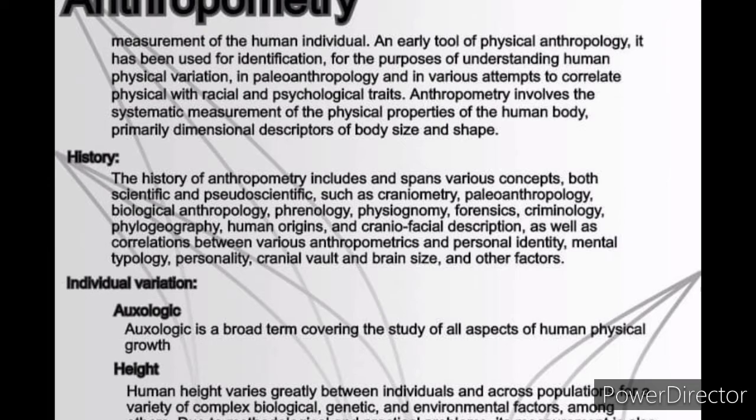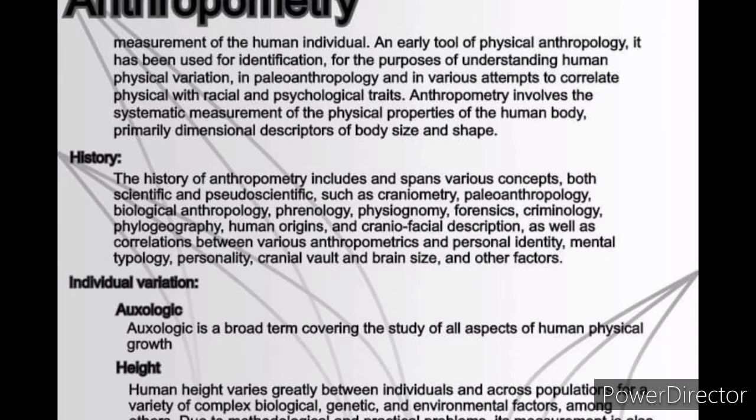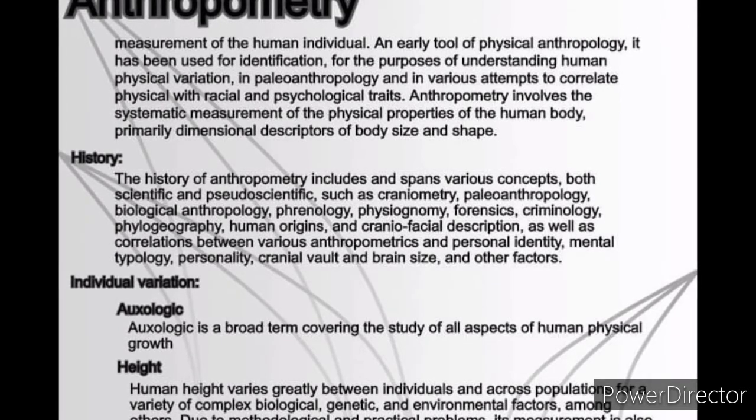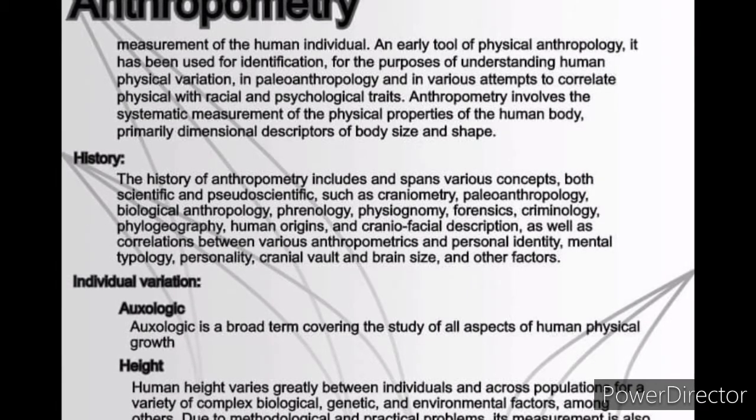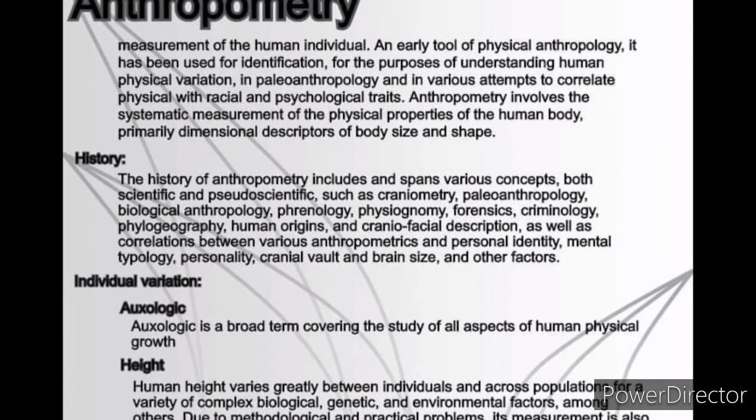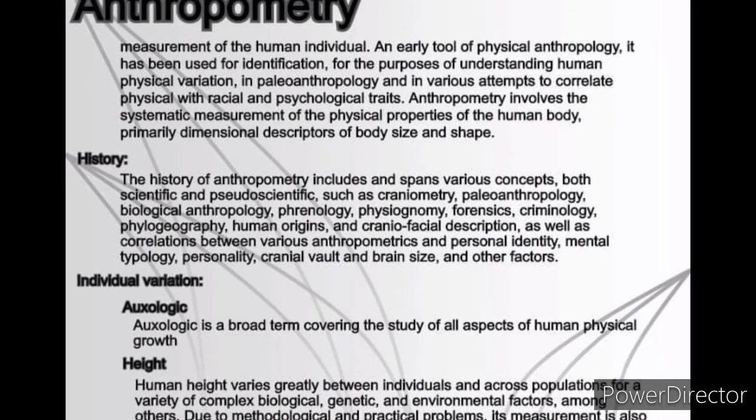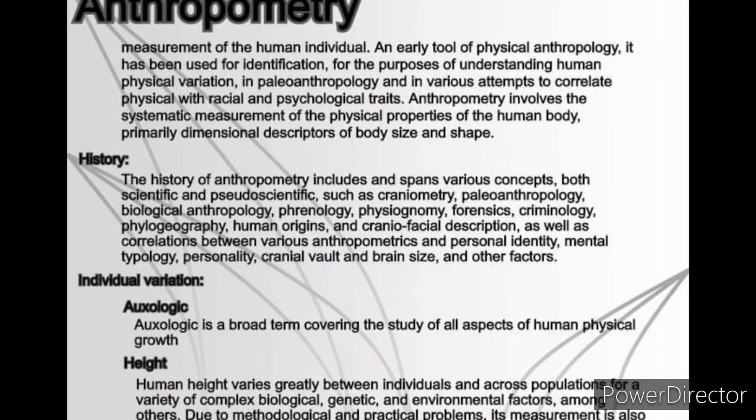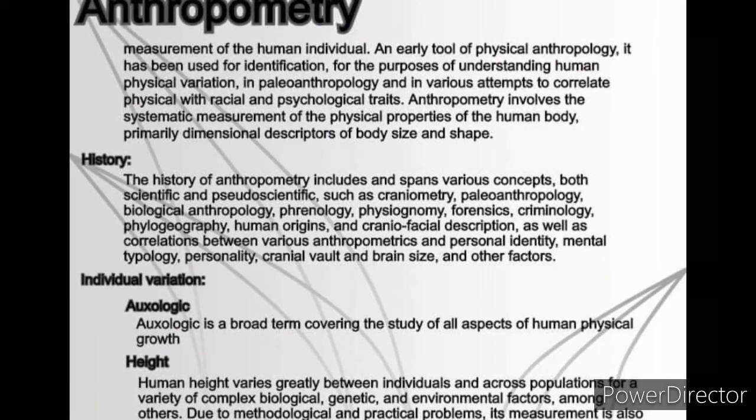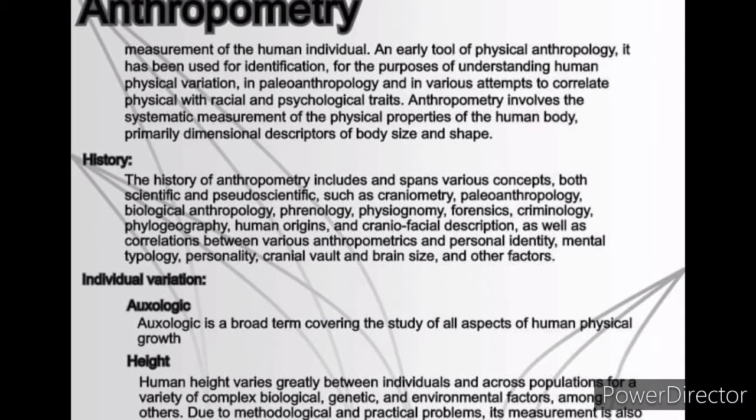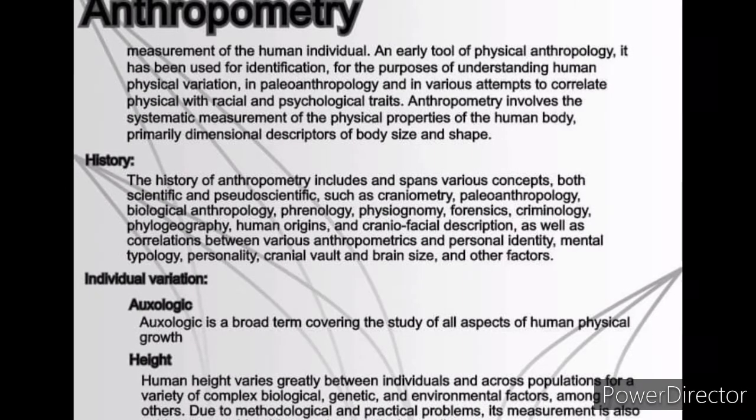History. The history of anthropometry spans various concepts, both scientific and pseudoscientific, such as craniometry, paleoanthropology, biological anthropology, phrenology, physiognomy, forensics, criminology, phylogeography, human origins, and craniofacial description, as well as correlations between various anthropometric measures and personal identity, mental typology, personality, cranial bulk, brain size, and other factors.